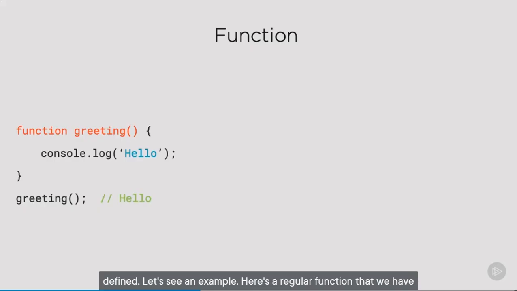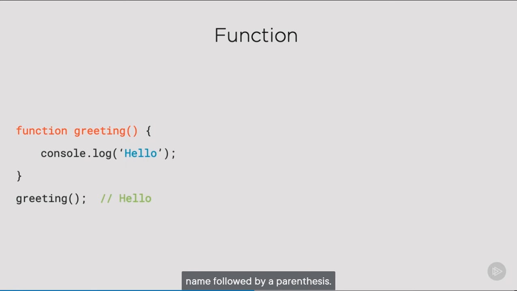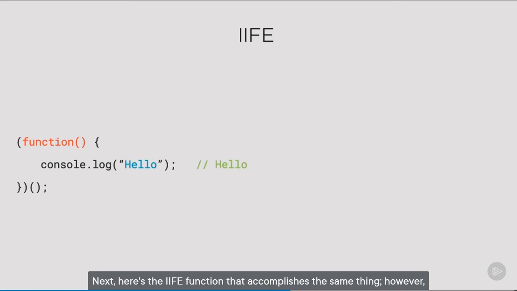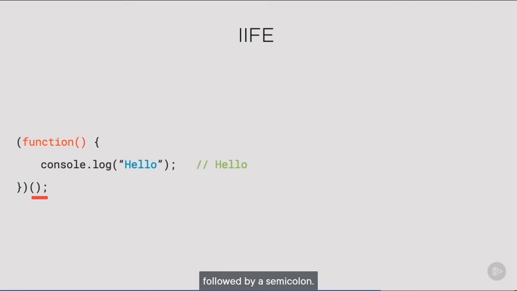Let's see an example. Here's a regular function that we have already been working with. In order to run it, we call the function name followed by parentheses. Next, here's the IIFE function that accomplishes the same thing. However, note that it doesn't have a name and it's completely inside parentheses. Finally, it has an opening and closing parenthesis appended to it, followed by a semicolon. This function will be invoked right away. To make it a function expression, we just assign it to a variable or use it in some other expression.